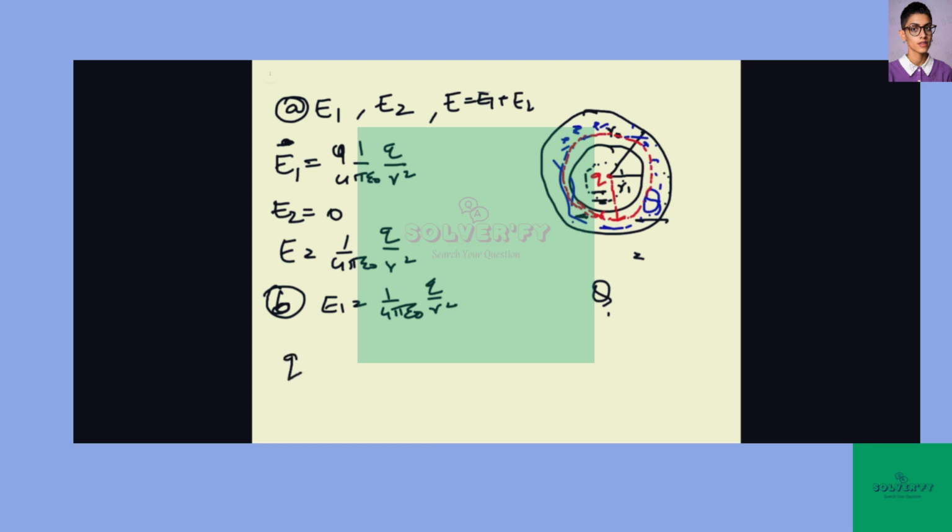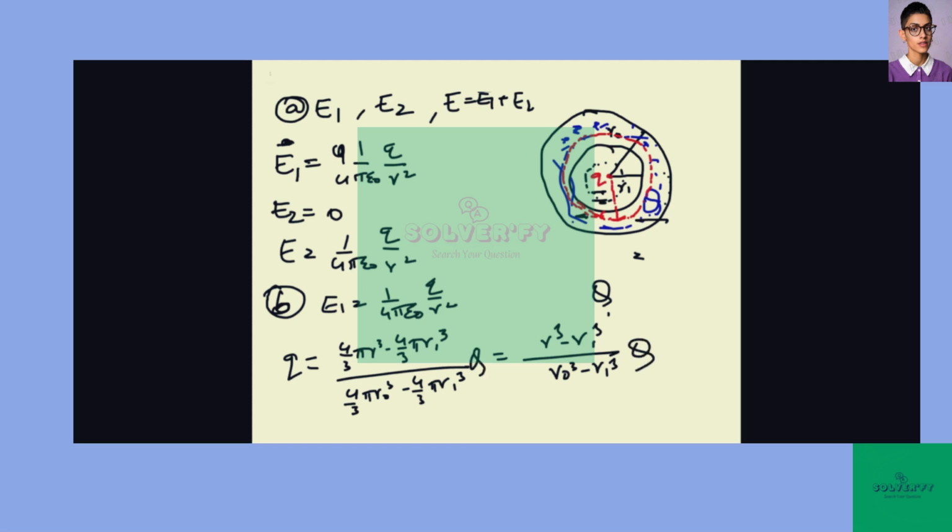We know that the charge will be simply, because the charge is uniformly distributed, the volume enclosed, which will be 4 by 3 pi r cube minus 4 by 3 pi r1 cube, over the total volume of this shell, which is 4 by 3 pi r0 cube minus 4 by 3 pi r1 cube. So by cancelling off the 4 by 3 pi, we can write it as r cube minus r1 cube by r0 cube minus r1 cube times capital Q.